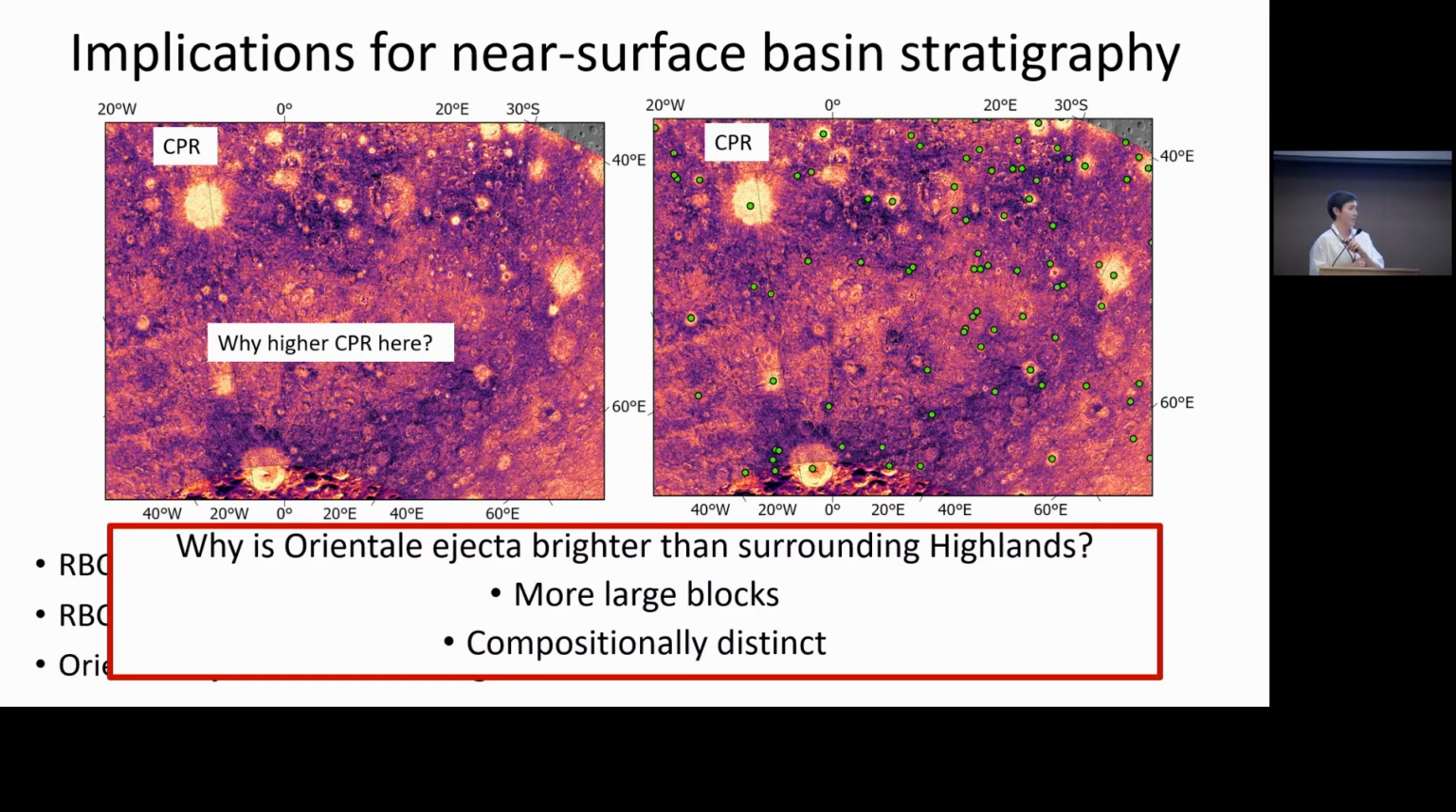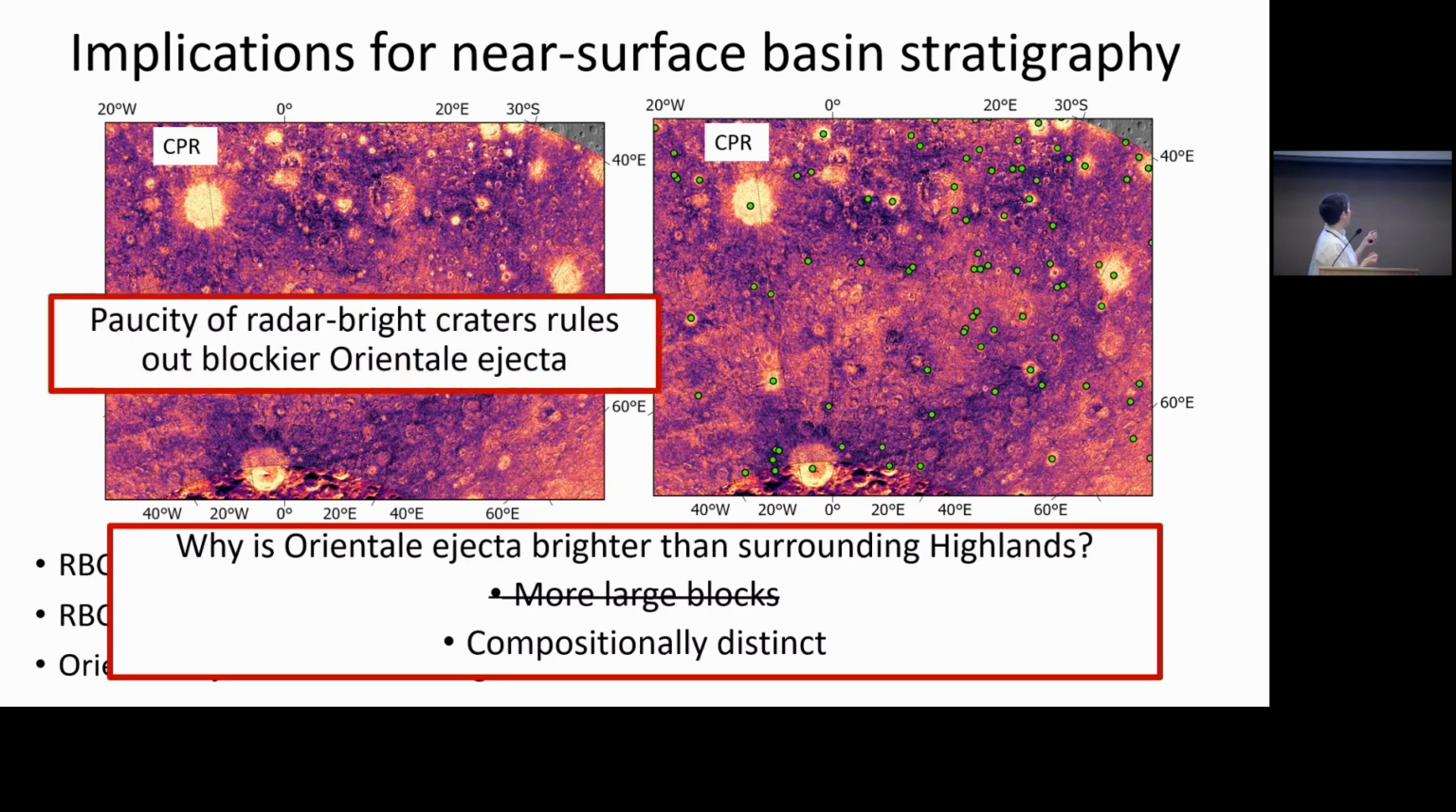So the last thing that I want to quickly cover is why the Oriental ejecta is generally brighter in this region than the surrounding highlands materials. This could generally be that there's more blocks in the near surface, or there's some compositional distinction. The fact that we don't see any radar bright craters in what would be the thickest part of this potential Oriental ejecta suggests that it's not that this is blockier, which does suggest that maybe there's some compositional distinction in the area, meaning that maybe the Oriental source material has different loss properties than the surrounding highlands.